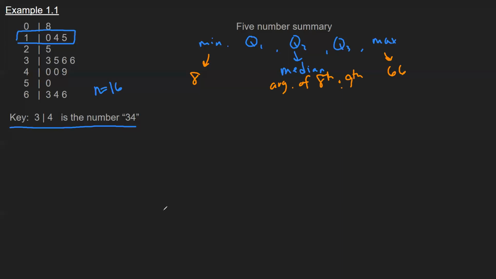Okay, so if I go through and just count, the 8th number is 36. So here, this is 36. The 9th number is also 36. So that means my median is the average of the 2 36s, or just 36. So very simply, I can get 3 of the 5 numbers already from just organizing the data set and looking at it.